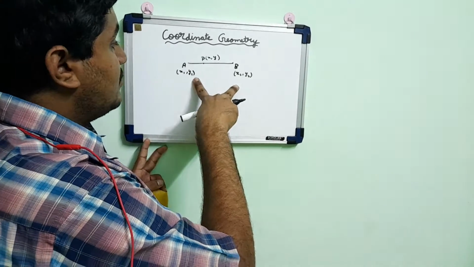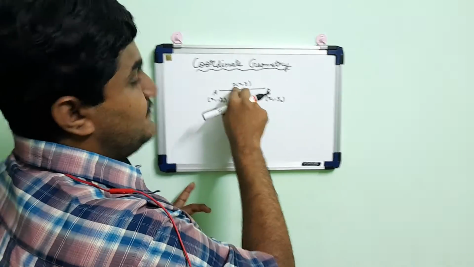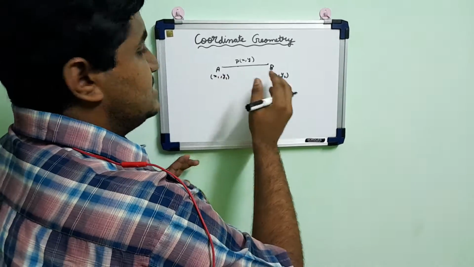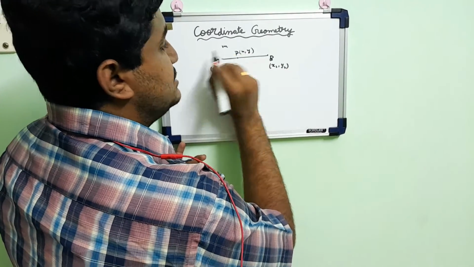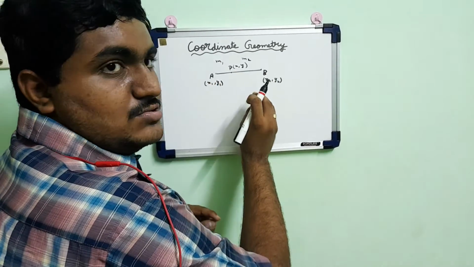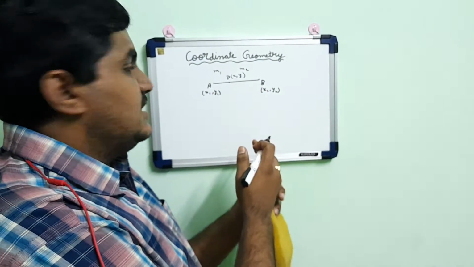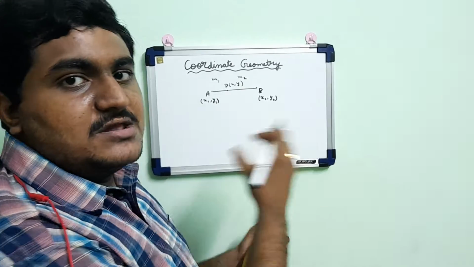We can find the x comma y value by using the section formula, but for that we must know the ratio in which this point P divides the line AB. That ratio would be given as m1 and m2. These are the ratio in which P divides the line AB. So we can find the coordinates of P by using the section formula.